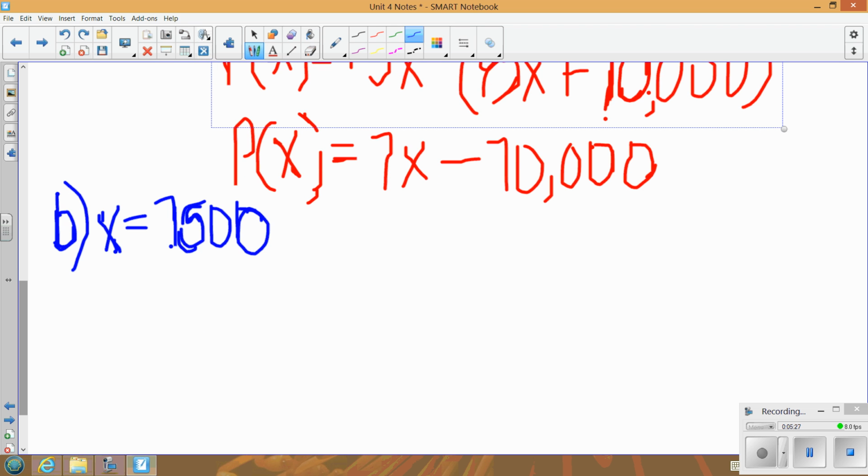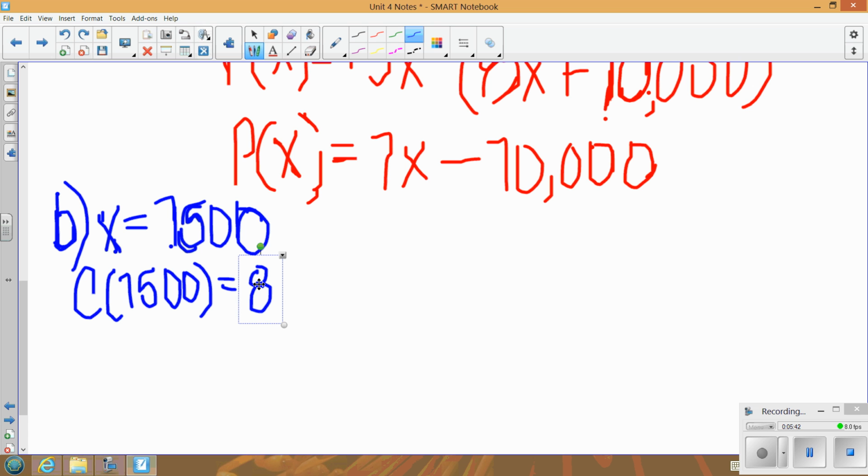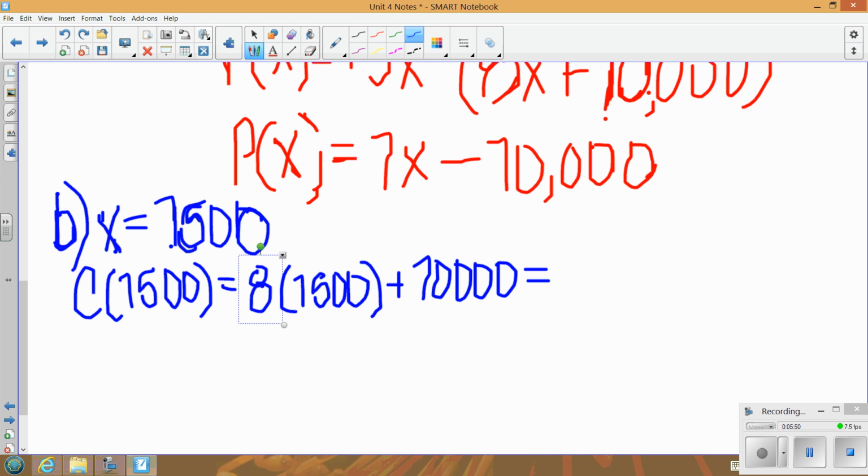Okay, so we'll start with the cost. Let's plug in 7,500 for x. So we had 8x, so 8 times 7,500 plus 70,000. Then you could just put that in your calculator and you should get 130,000.